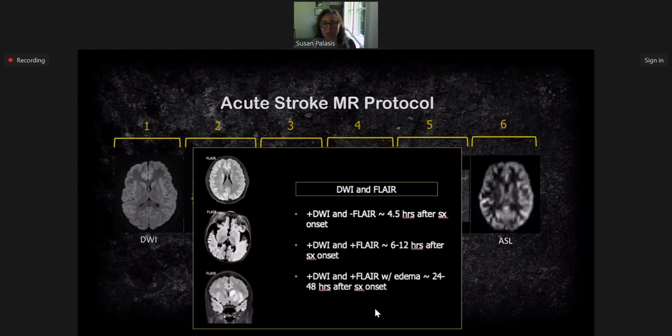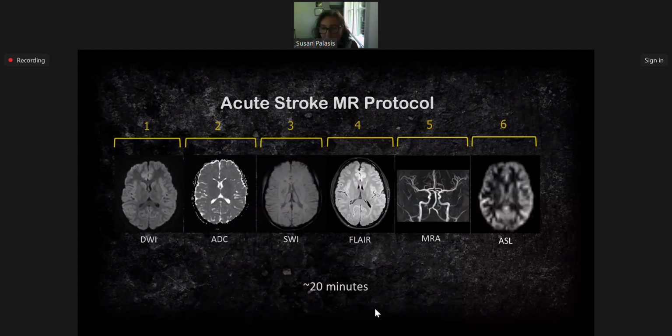Then the next sequence is the FLAIR sequence. And this is really helpful when we combine it with the diffusion imaging to try to time our strokes. So if we have a positive diffusion and a negative FLAIR, then we know that we're pretty early on in the stroke. If we have a positive diffusion and a positive FLAIR, then we know that we're out a little bit further, maybe up to 12 hours for a stroke. And if both are positive and we have onset of edema, then we know that we're approaching that 24-hour time frame. So it can be really hard to time the stroke clinically, but the FLAIR puts us in a time window and can help guide what we're going to do next for this patient.